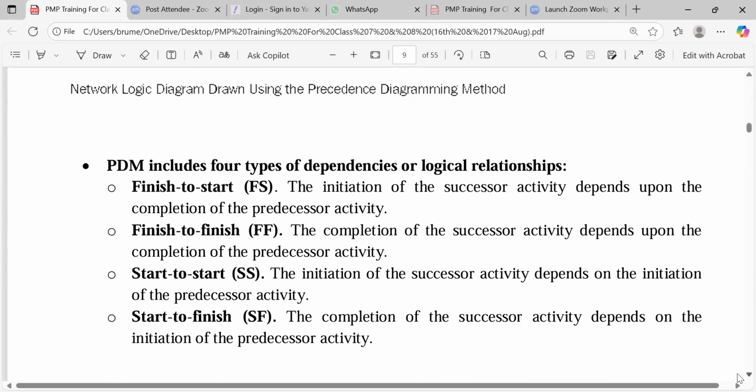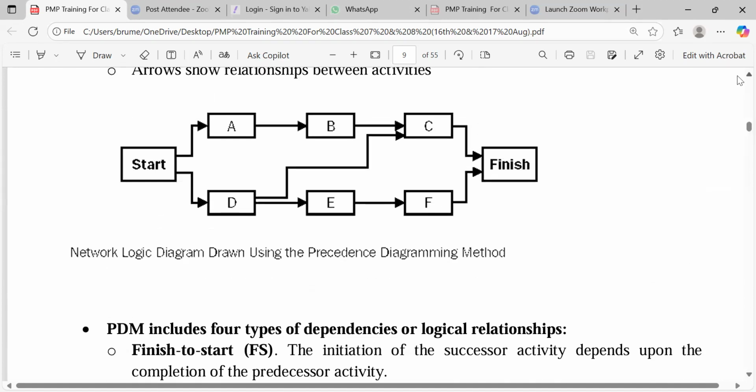Then we have finish to finish relationship. Let's go again. Finish to finish relationship. That sounds like the relationship between B and D, because the start of C depends on the finishing of both of them, right?